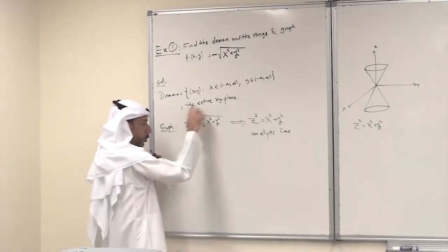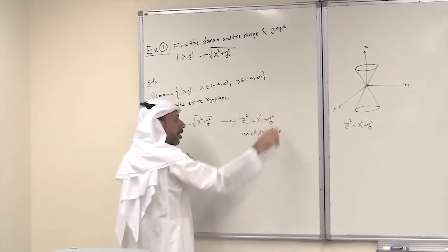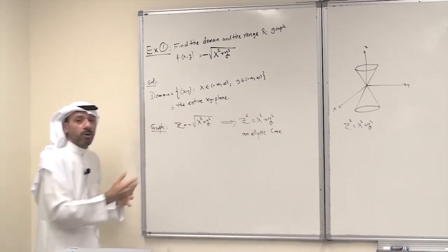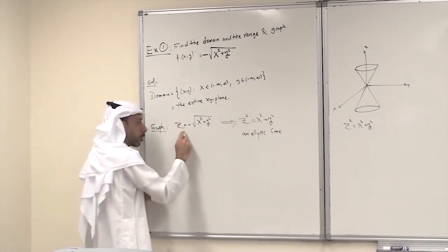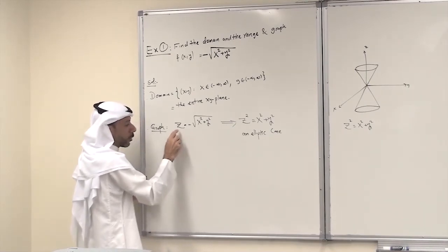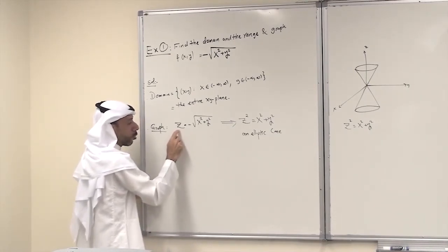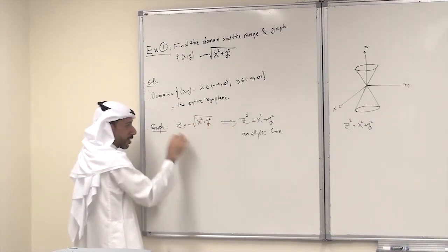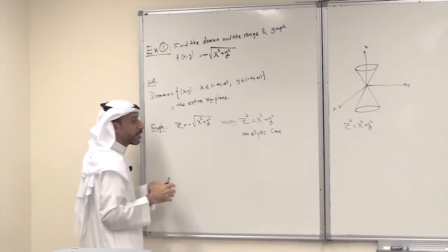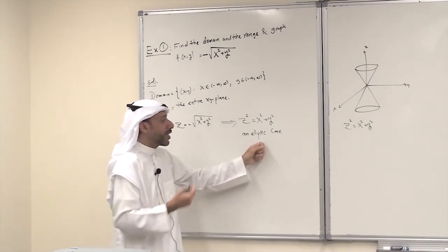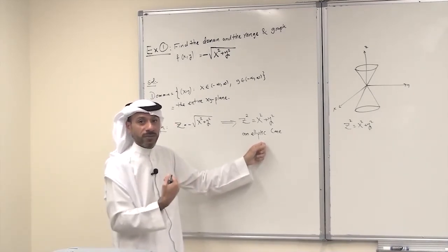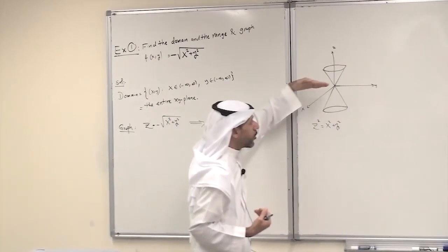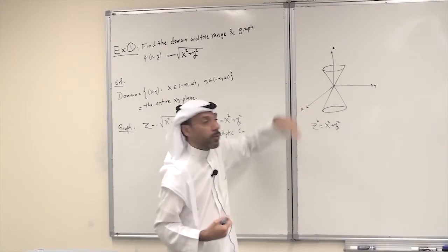The graph of our original function will be part of the full cone. This is a full cone. Which part of the cone is the graph of the original function? If you look at the function, the value of z is always negative. So the graph of this function is the part of the elliptic cone with negative z values. Negative z values come from the lower part of the cone.